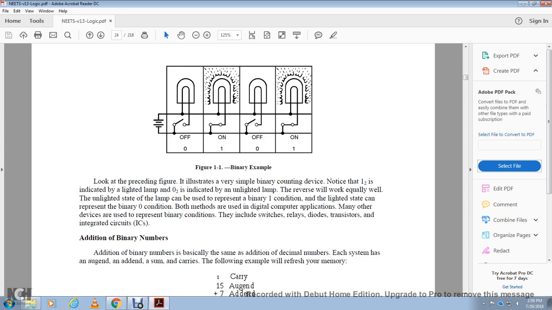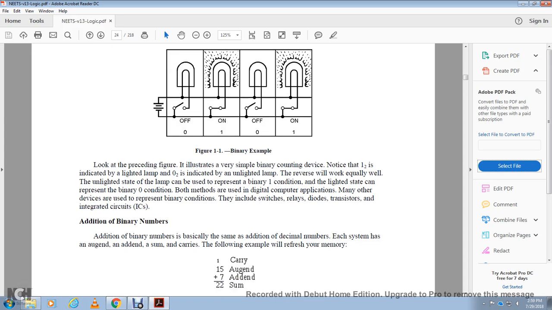Many other devices are used to represent the binary condition. They include switches, relays, diodes, transistors, and integrated circuits, or ICs. Addition of binary numbers is basically the same as addition of decimal numbers. Each system has the augend, addend, sum, and carries. Consider the following example to refresh your memory.